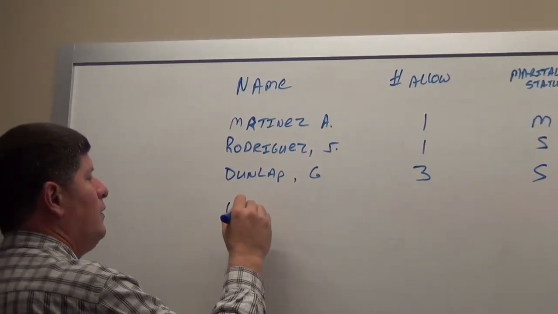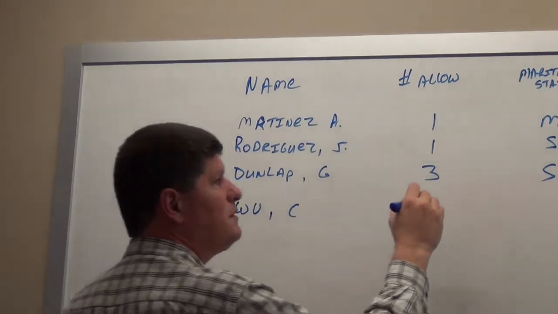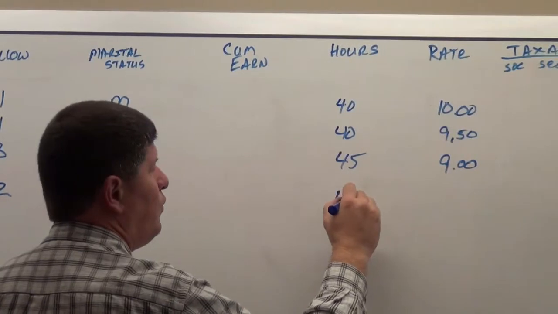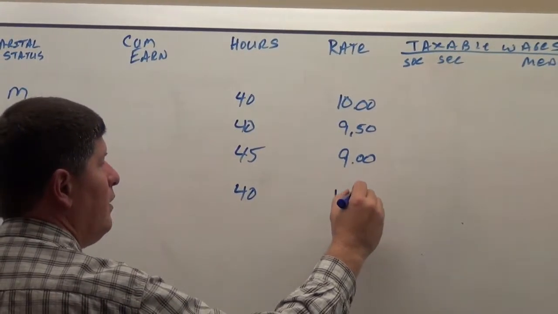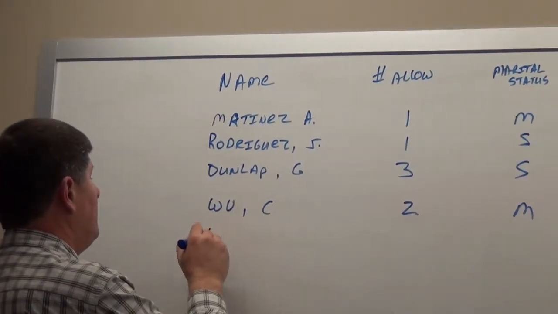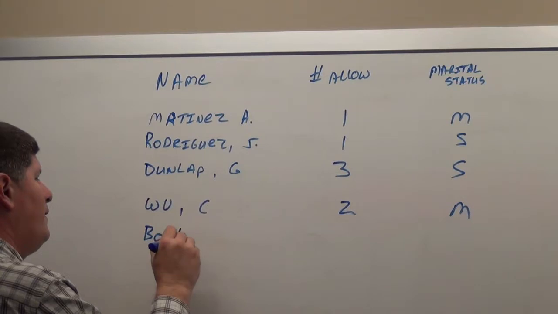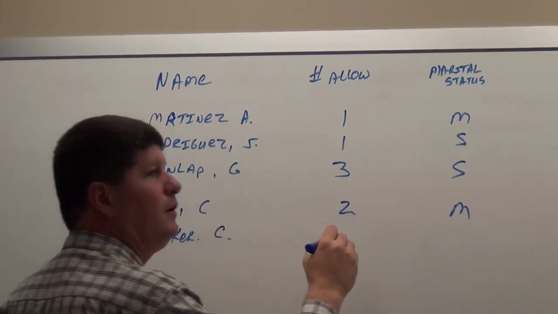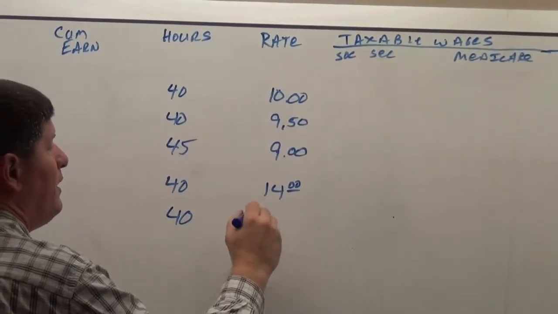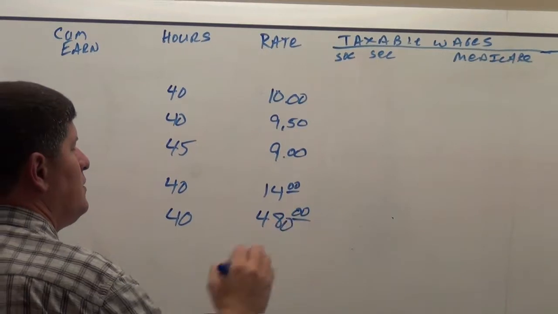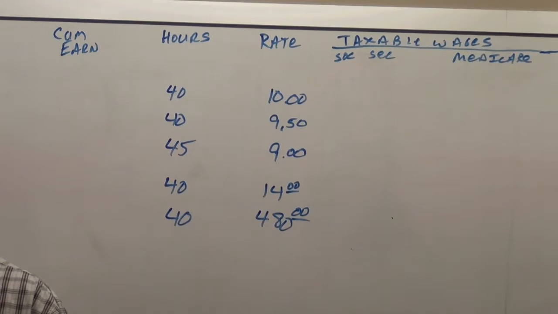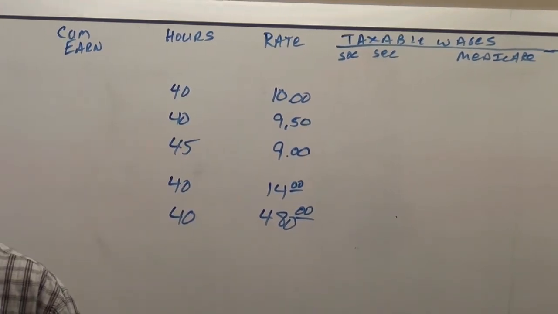We have a Wu, Celia, 2 allowances. She's married, 40 hours this week, and she makes $14 an hour. Wonder what she does that she gets paid more. There you go. And a Cynthia Booker, who gets 1 allowance, single, 40 hours. Her pay rate is $480. So does she get $480 an hour? No, we're starting to think maybe she gets paid salary. Okay, good.